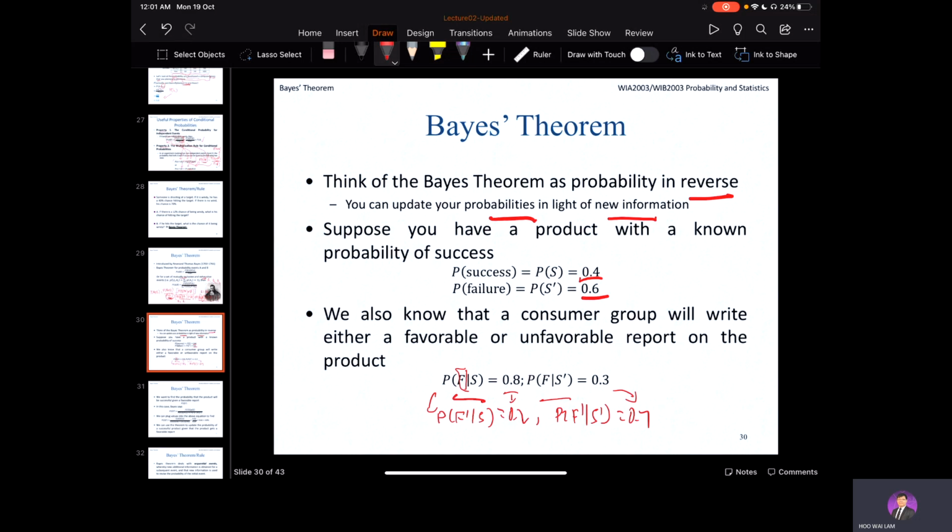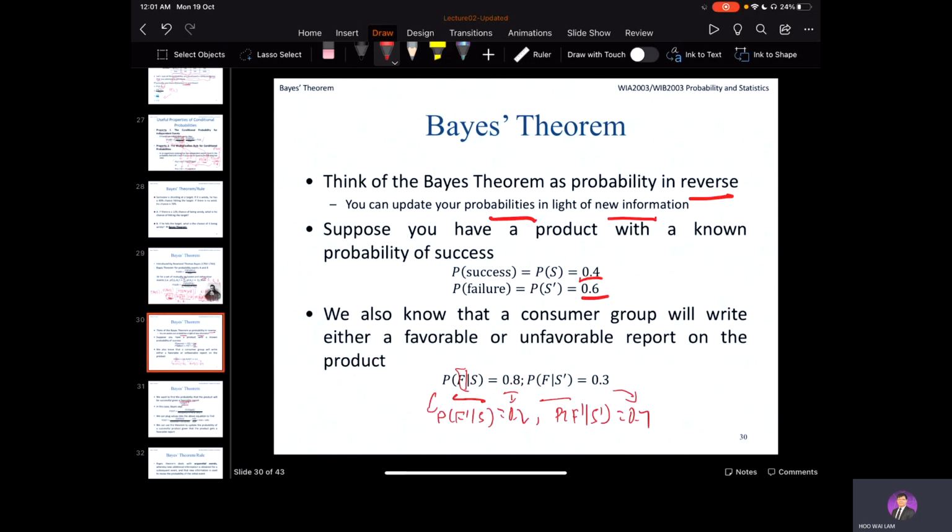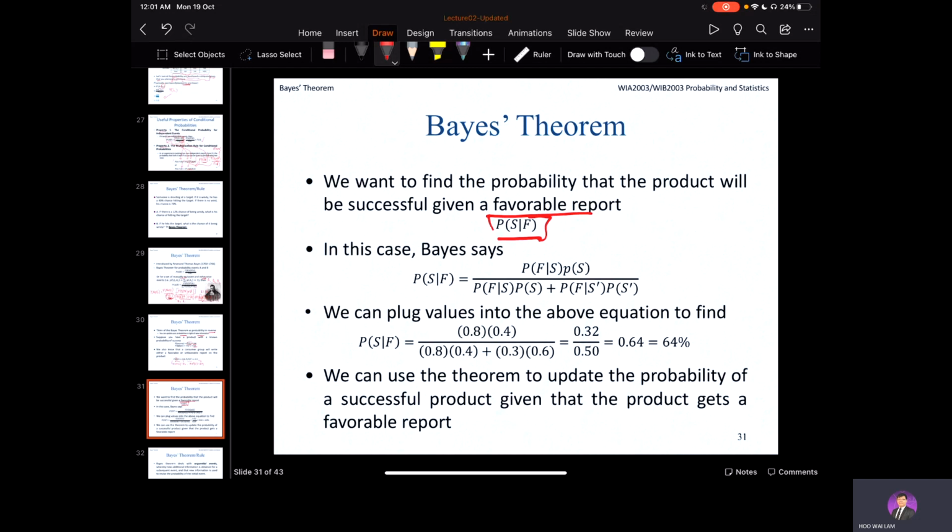Then you basically have 4 values over here. You have 1, 2, 3, 4 values over here. So we want to find the probability that the product will be successful given a favorable report. Okay, so you actually want to calculate it. Notice that originally you have P(S), the probability of success.